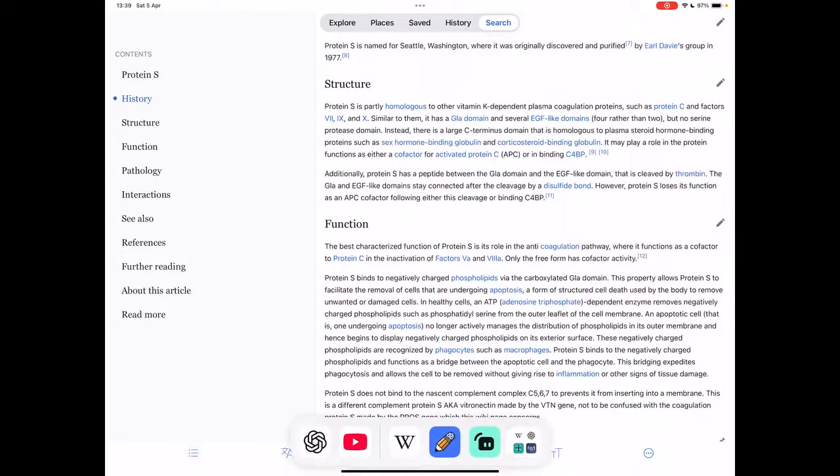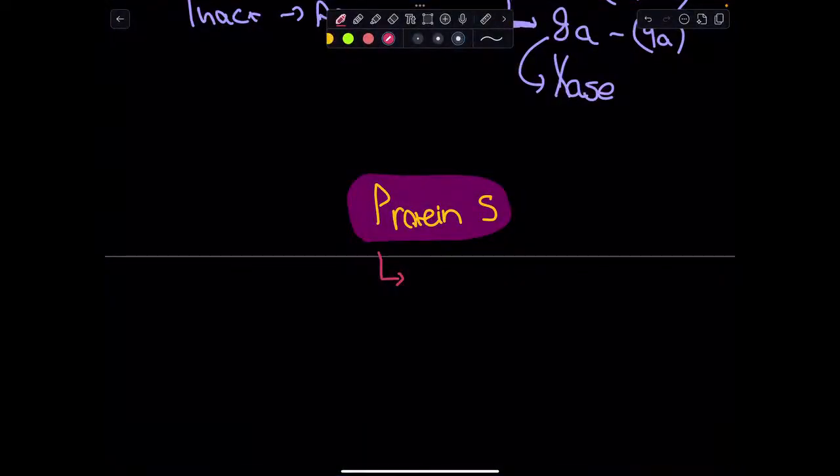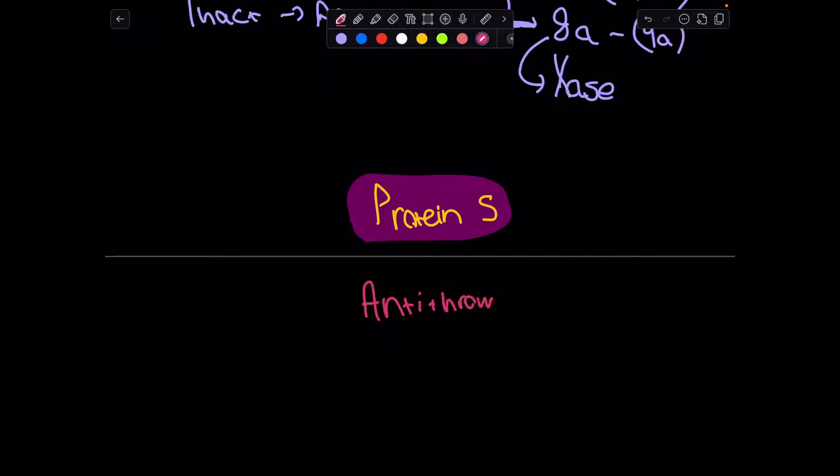I don't understand it, I can't lie. That's okay. The key point is that protein S, like some other clotting factors, needs vitamin K to function. What about antithrombin 3 and heparin?